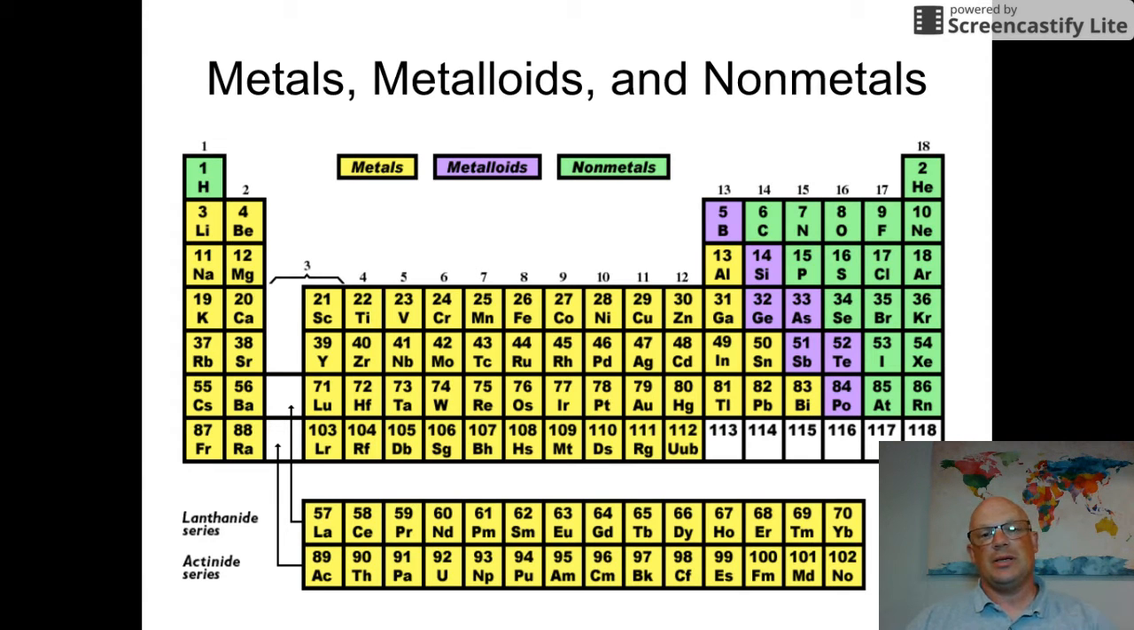The one exception, as you can see on the chart on the screen, is hydrogen. Hydrogen's a nonmetal, but it is on the metal side of the periodic table. So don't let that throw you off. It's the exception to the rule.